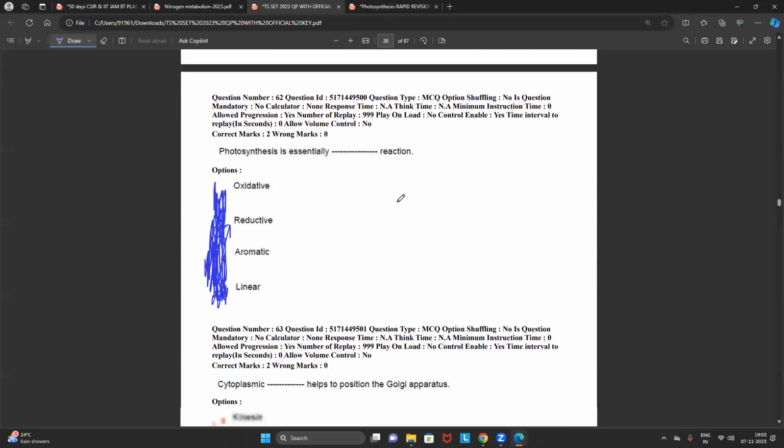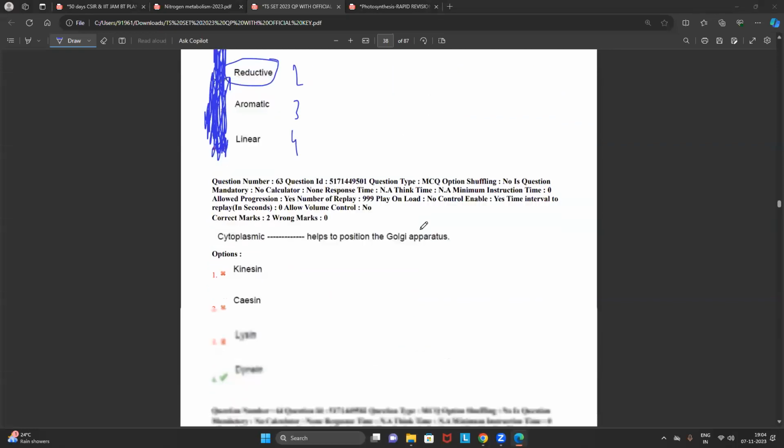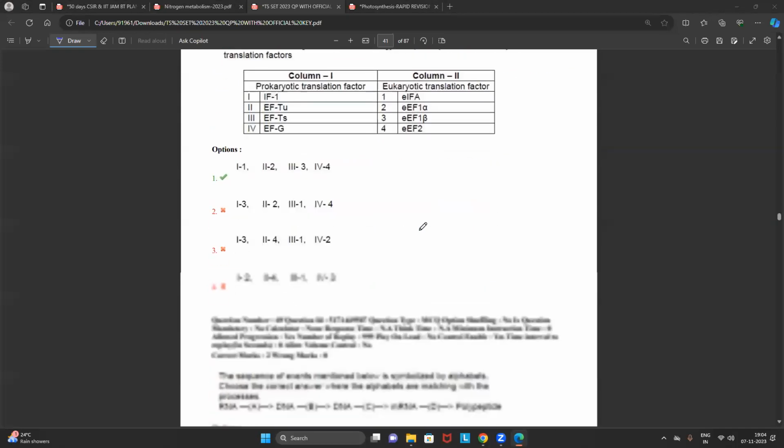Now, let's see the first question. All of you have to answer. Don't hurry. Photosynthesis is essentially a dash reaction. Quickly, all of you: option 1, option 2, option 3, option 4. Everyone commonly knows that photosynthesis is basically what kind of reaction, friends? Absolutely, it is a reductive reaction. Very good.